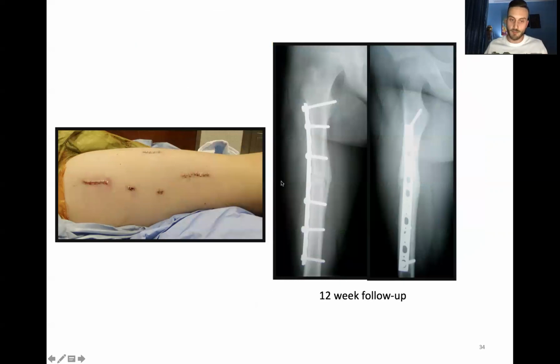This is another example. For a femur fracture, you can see here it was fixed by a long plate only through these incisions, which is called minimally invasive. Less invasive means better healing because of better blood supply to the bone.